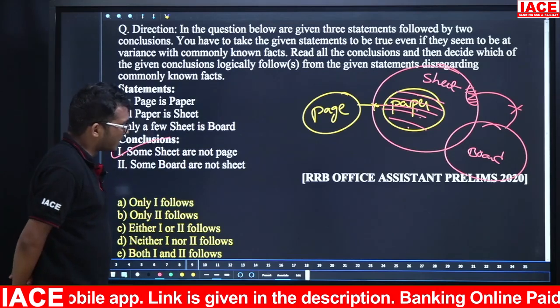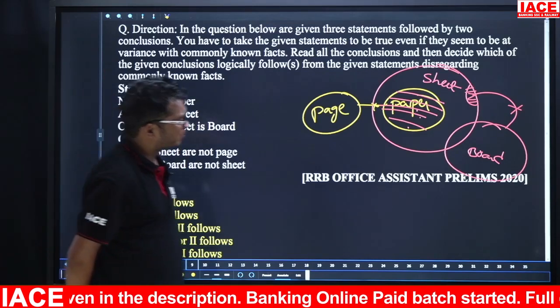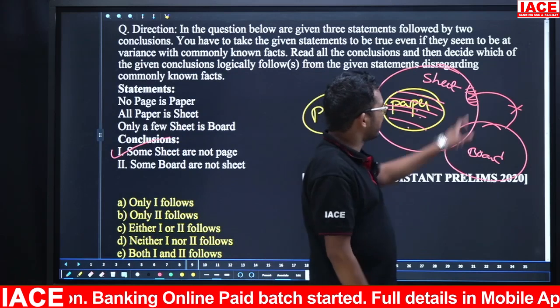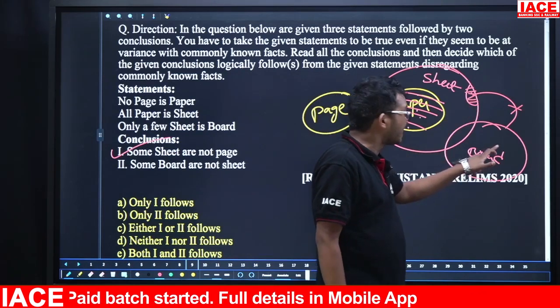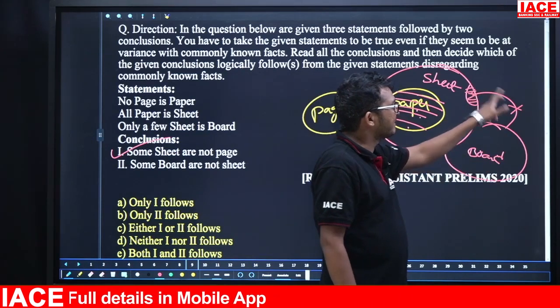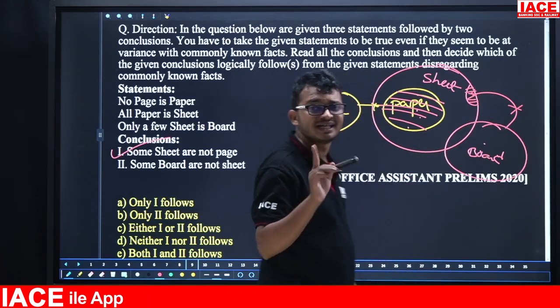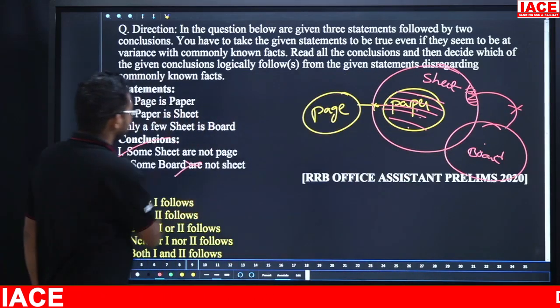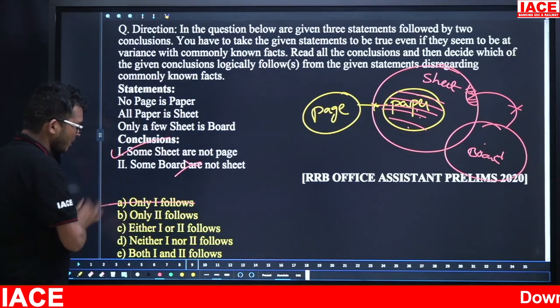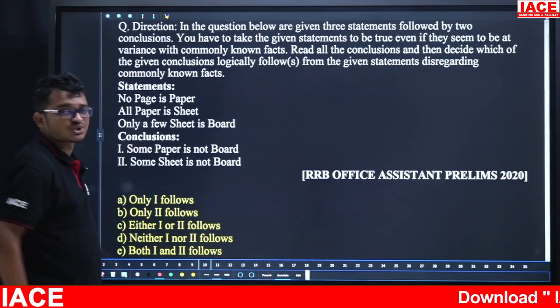Second one, some board are not sheet. Some part of board is not sheet. We know some part of sheet is not board, but we can't say some board is not sheet. Some not in one direction means reverse we can't say some not. So second one is wrong. That means your answer is only one follows. Option A is the answer. Take next question. Your time starts now.